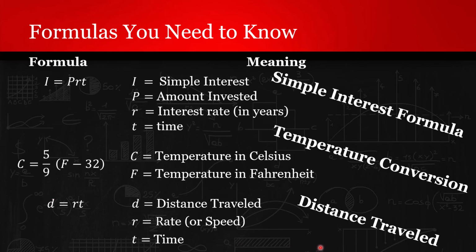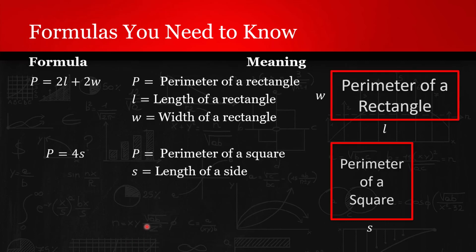The third formula should be somewhat familiar to you. It is called the distance formula. Basically, once again, it's all letters, no numbers. Meaning we have D equals R times T, where D is the distance traveled, R is the rate or speed. Sometimes it's used as V, but in this class it will be R. And then T, of course, is the time. And in this particular video, T and R will have the appropriate units.